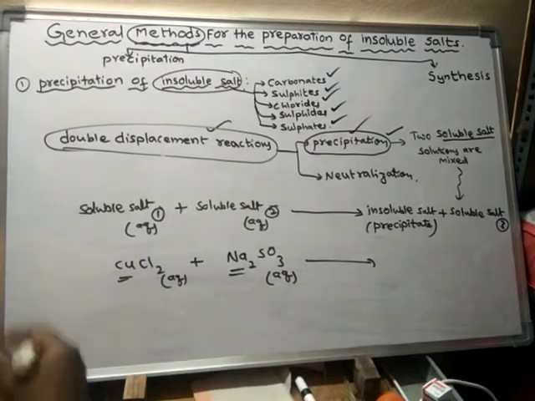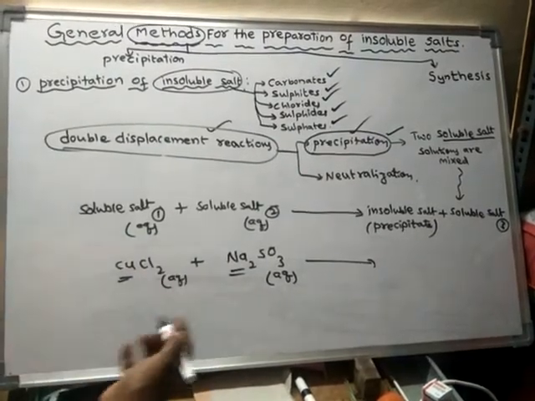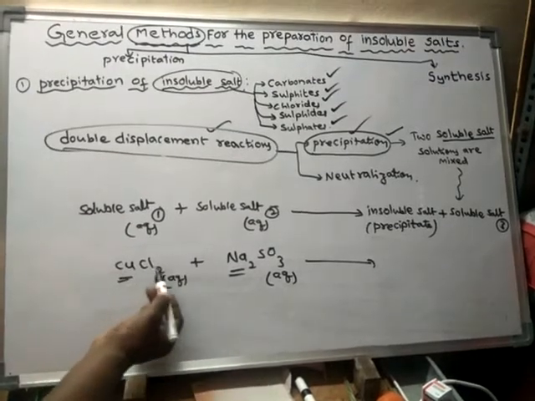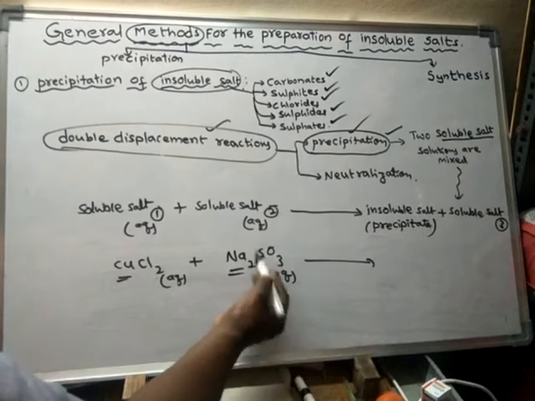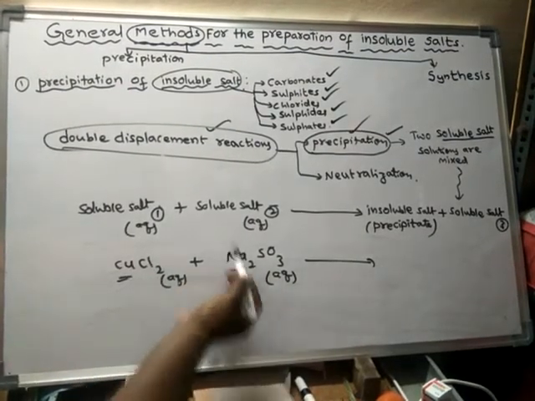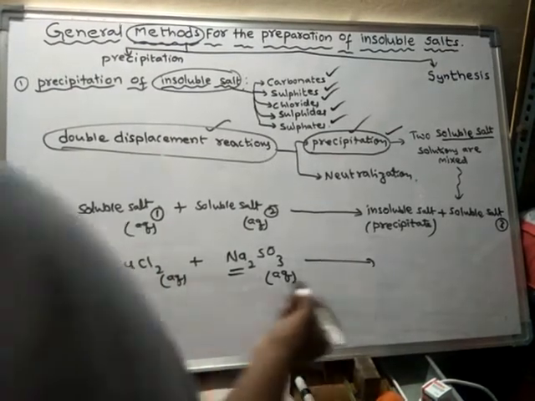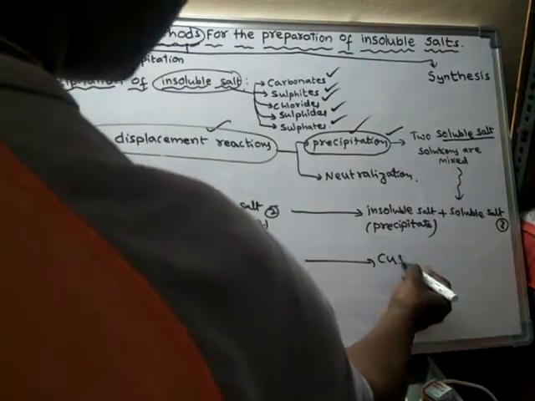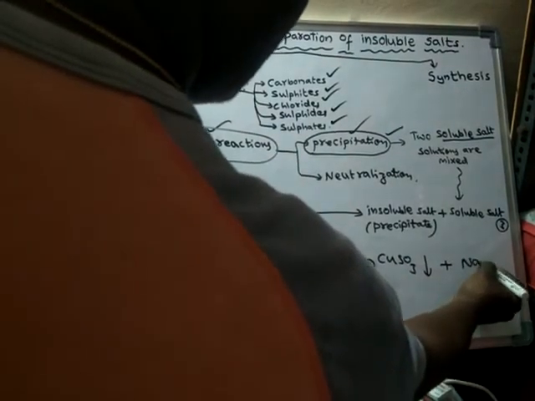Now what happens? Sodium and copper exchange their radicals, or ions, because copper is combined with chlorine, and sodium is combined with sulfite. So now sulfite will be taken by copper, and chlorine will be taken by sodium. So it forms copper sulfite, which is an insoluble salt, and sodium chloride, which is a soluble salt.